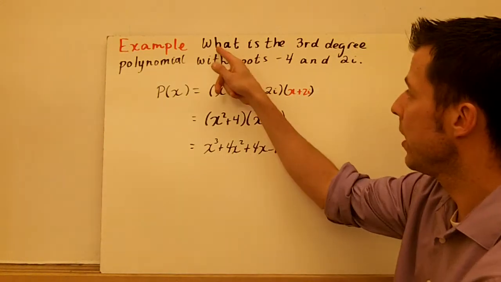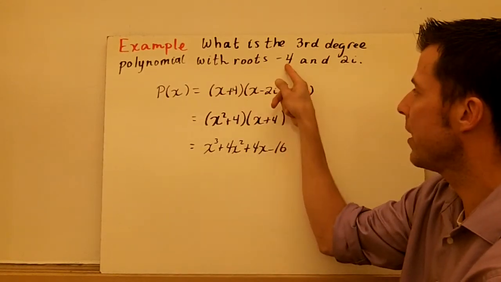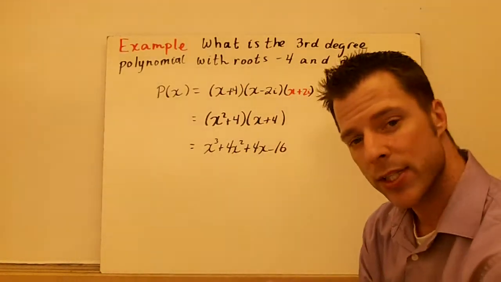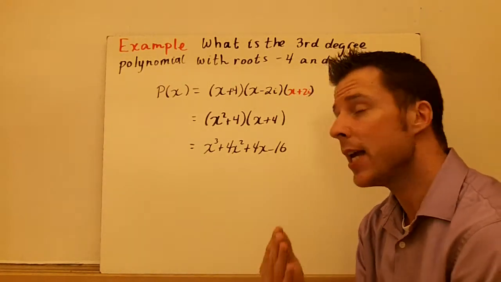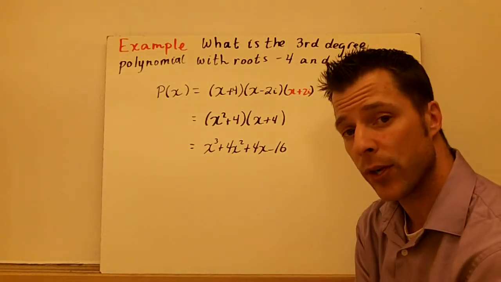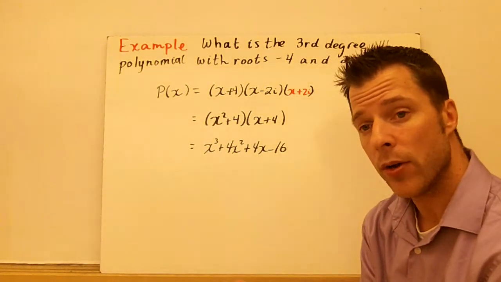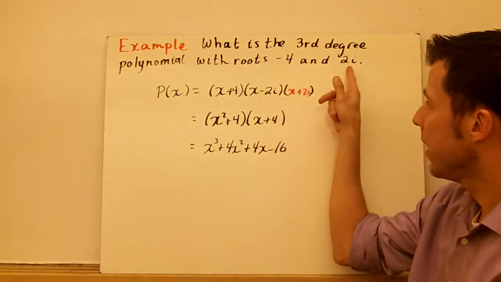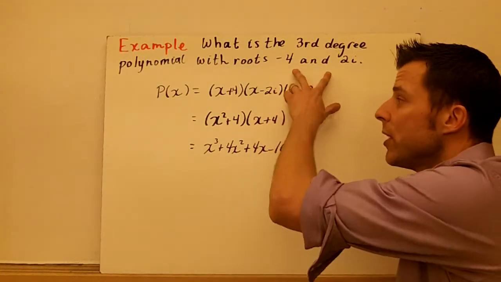Okay, so here in this example, what is the third degree polynomial with roots of -4 and 2i? So that's interesting. I need a cubic, and that's a third power, so there's going to be 3 roots. Whether they're all real, 1 real and 2 imaginary, I don't know. But let's look. I have 1 real root, and 2i here is imaginary. So let's note that those are zeros.